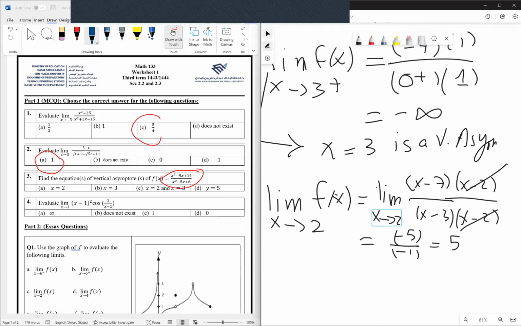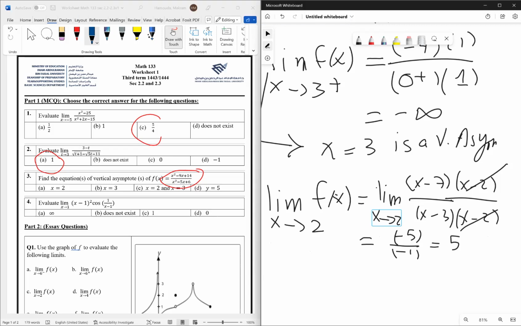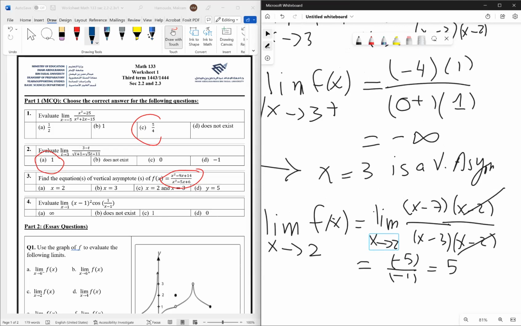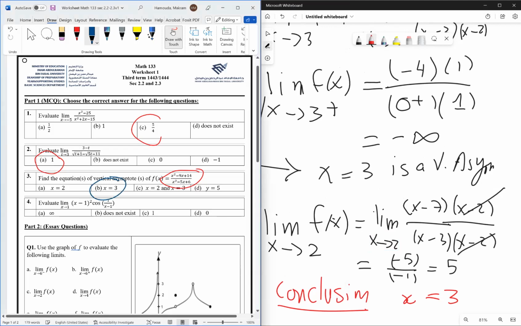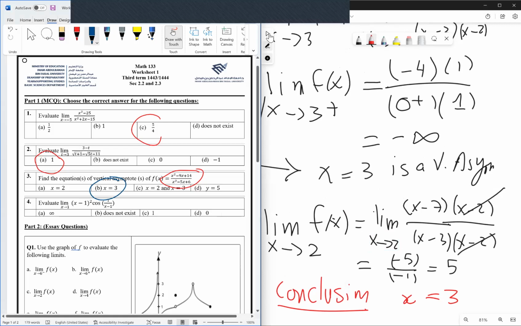We will see it later, this concept of continuity and discontinuity. Okay. For now, it's a kind of limit. So my answer will be, of course, my conclusion. I can conclude that the only vertical asymptote is x equal to 3. And the answer in the worksheet is B. Okay. Now MCQ number 4.